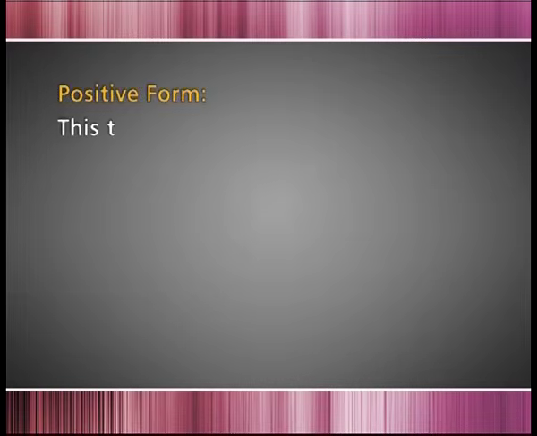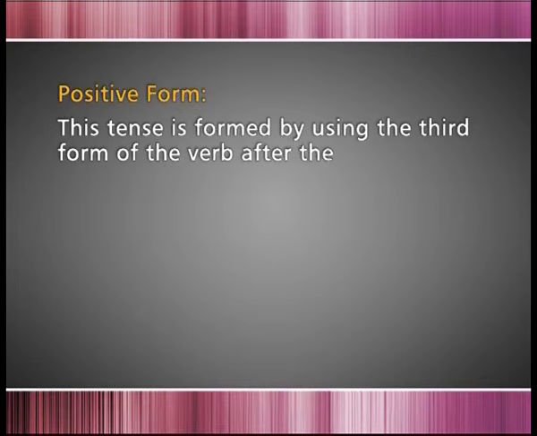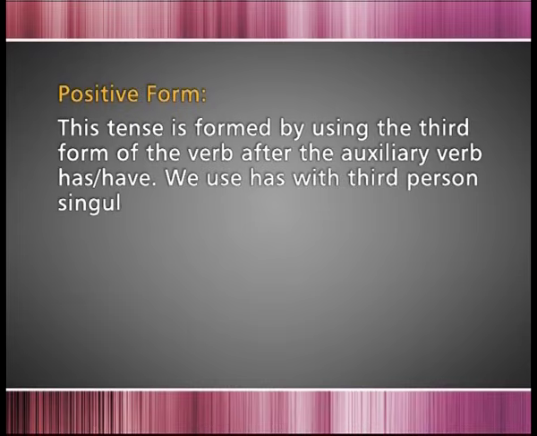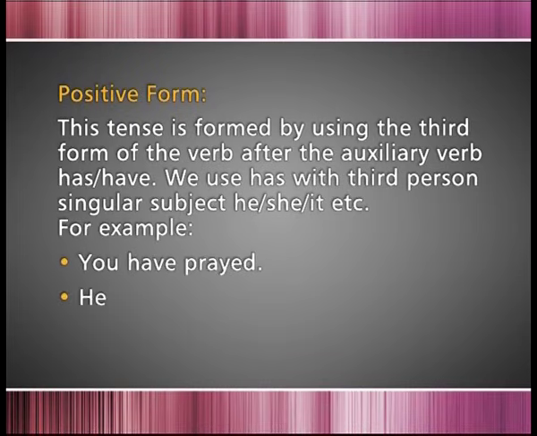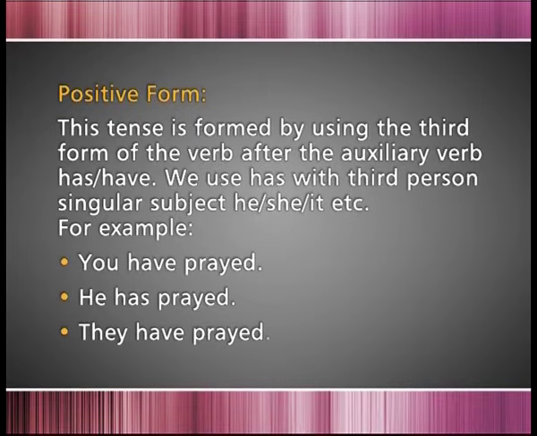Formation of the present perfect tense. Positive form. This tense is formed by using the third form of the verb after the auxiliary verb has or have. We use has with third person singular subject he, she, it, etc. For example, you have prayed, he has prayed, they have prayed.